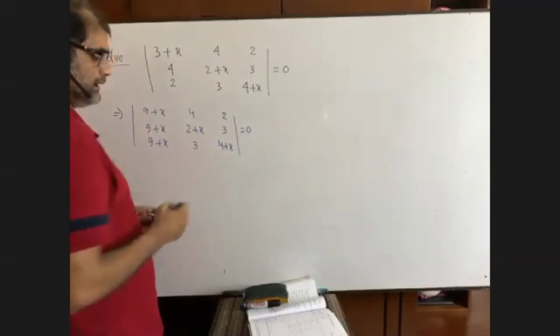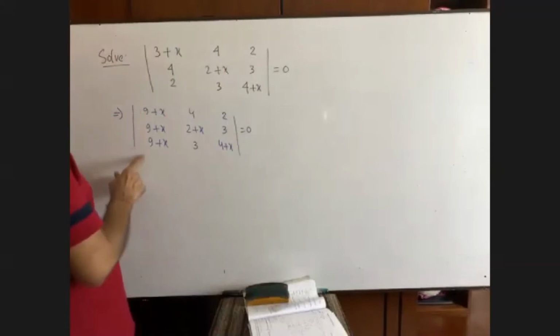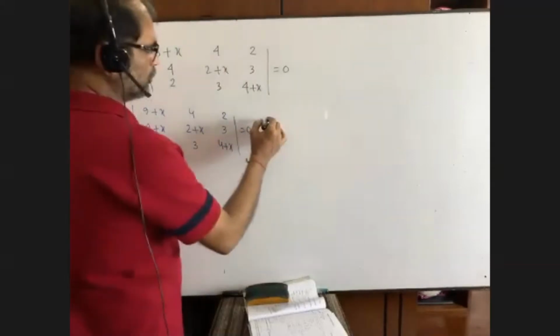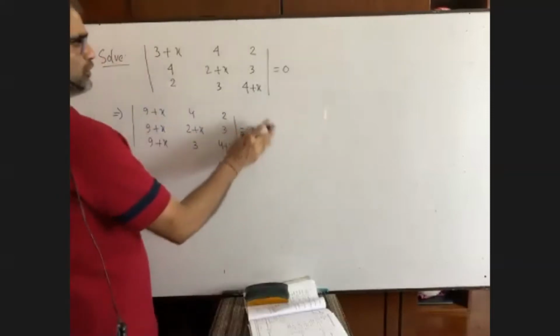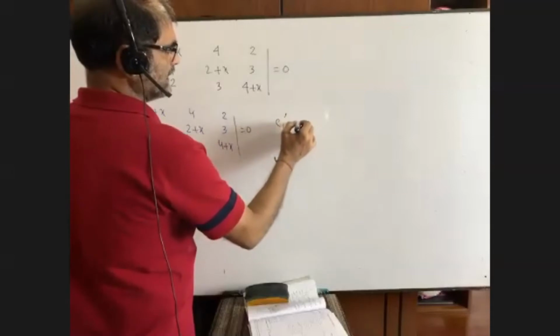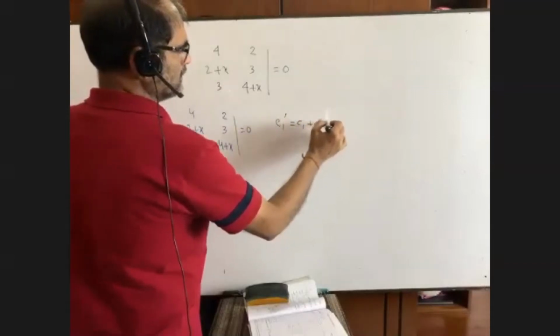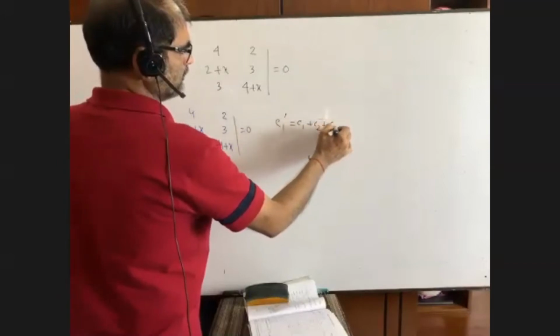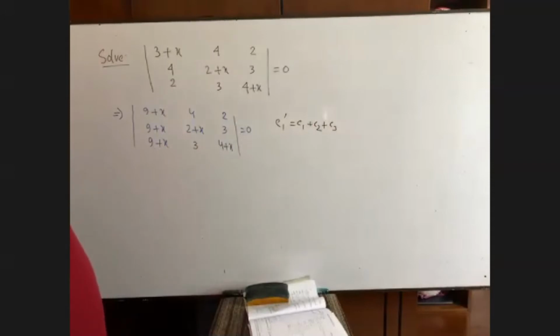What we have done here? Actually, it is what? It is rows, right? That means row 1. Not row, sorry, column. Column 1 has been found by adding column 1, column 2, and column 3. This column has been found by adding this and this. Okay.